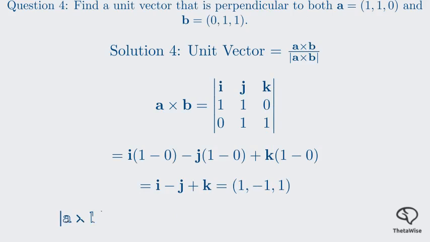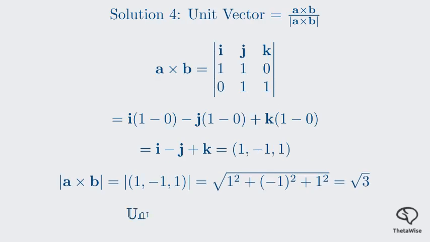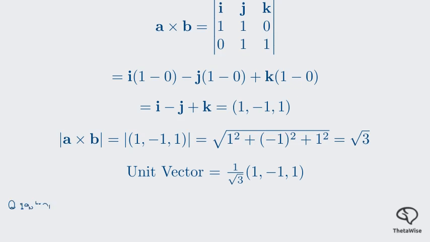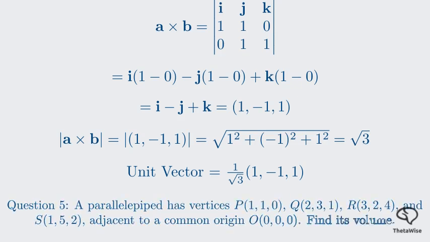The magnitude of this cross product is the square root of 1 squared plus 1 squared plus 1 squared, which is the square root of 3. Finally, we divide the cross product vector by its magnitude to get the unit vector. The unit vector perpendicular to both A and B is 1 over the square root of 3 times the vector 1, 1, 1. Our final question asks for the volume of a parallelepiped using its vertex coordinates.